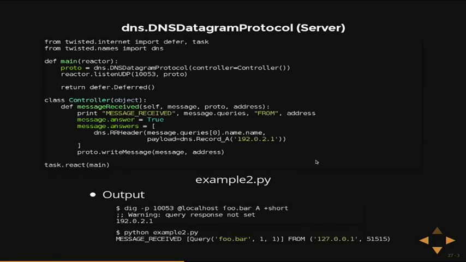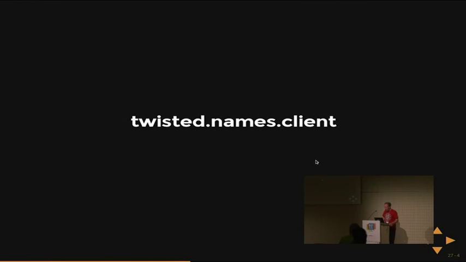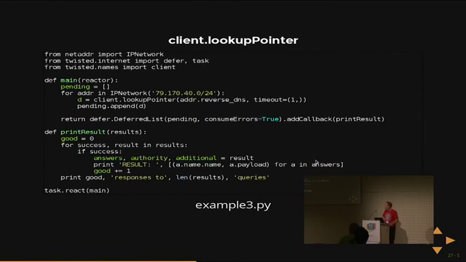There's the server running, and there's us issuing a request to it using DIG. Okay. So now those are low-level APIs. If we move up now to twisted.names.client, this is a much higher level API, a much more friendly way of interacting with Twisted Names. And in this example, we're going to introduce a couple of new concepts.